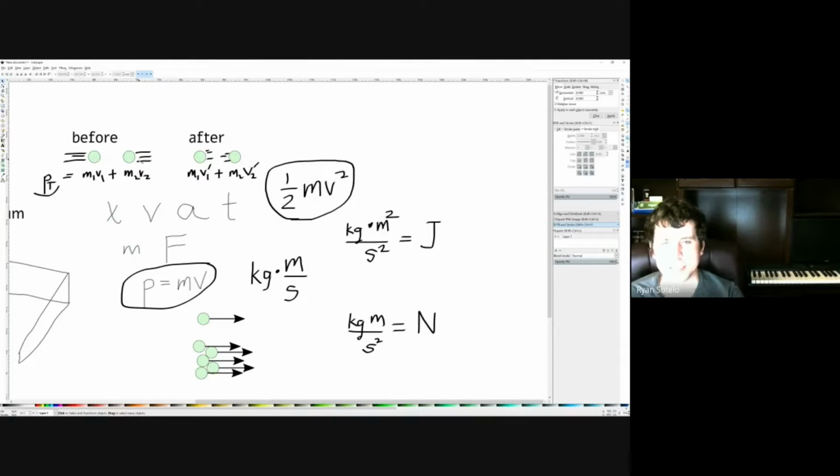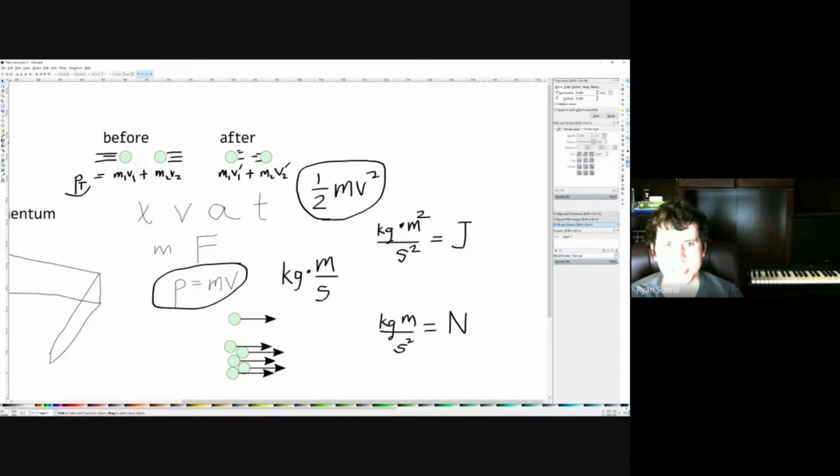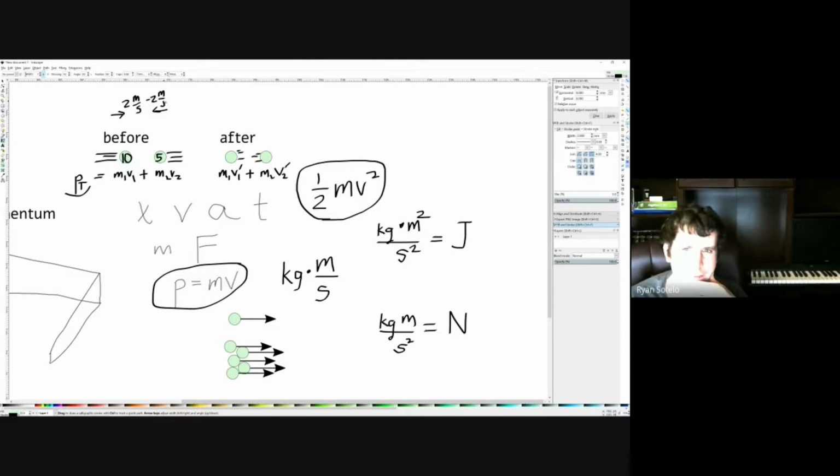So let's say I have these two objects that are moving towards each other. Let's say the first object is a 10 kilogram mass, and the second object is a 5 kilogram mass. The first is moving at 2 meters per second to the right. This one's going to be moving 2 meters per second to the left. So I'll say minus 2. And they're going to crash into each other.